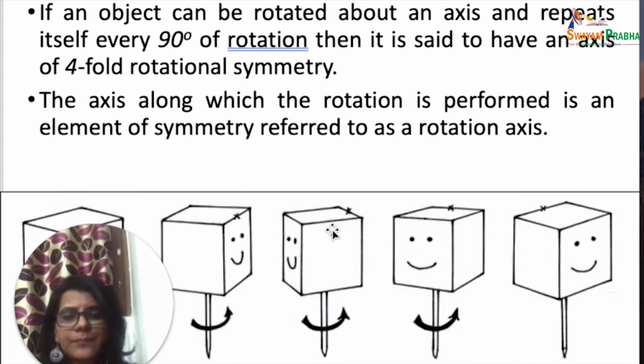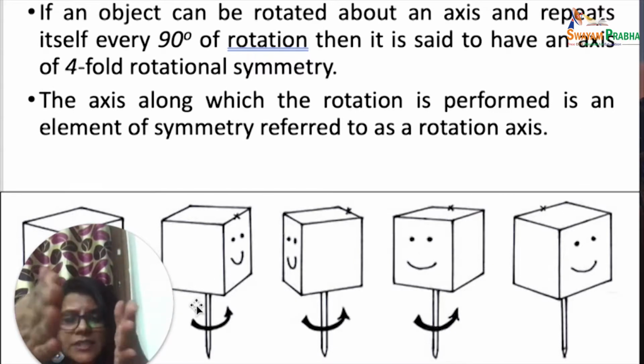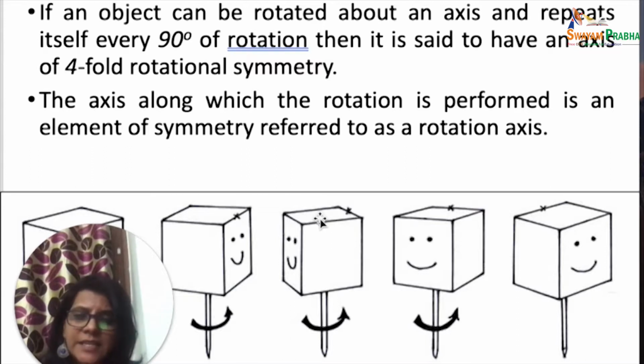Let's take a look at it. Now just see, this is a cube. Now if I rotate an object about an axis and it repeats itself every 90 degrees of rotation, then it is said to have a fourfold rotation symmetry. The axis along which the rotation is performed is an element of symmetry. So just see, this is a cube. In this cube, through the center is passing a line. Now if I rotate this 90 degrees, I get an identical structure.